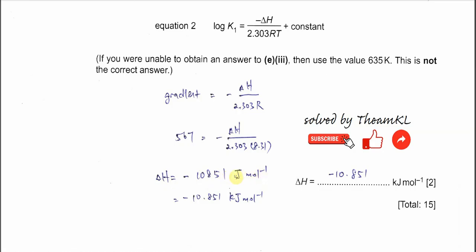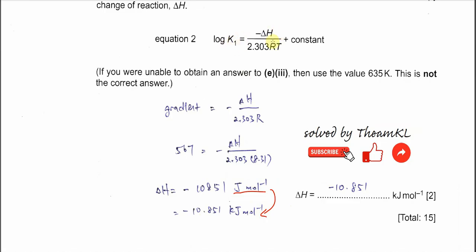Remember, after the calculation, we will get joule per mole first. Then we need to convert it to kilojoule, divide by 1000. Then we will get negative 10.851 kilojoule per mole. This is always the part that you need to be careful with when you use this kind of equation, right? So that's all. Thank you.